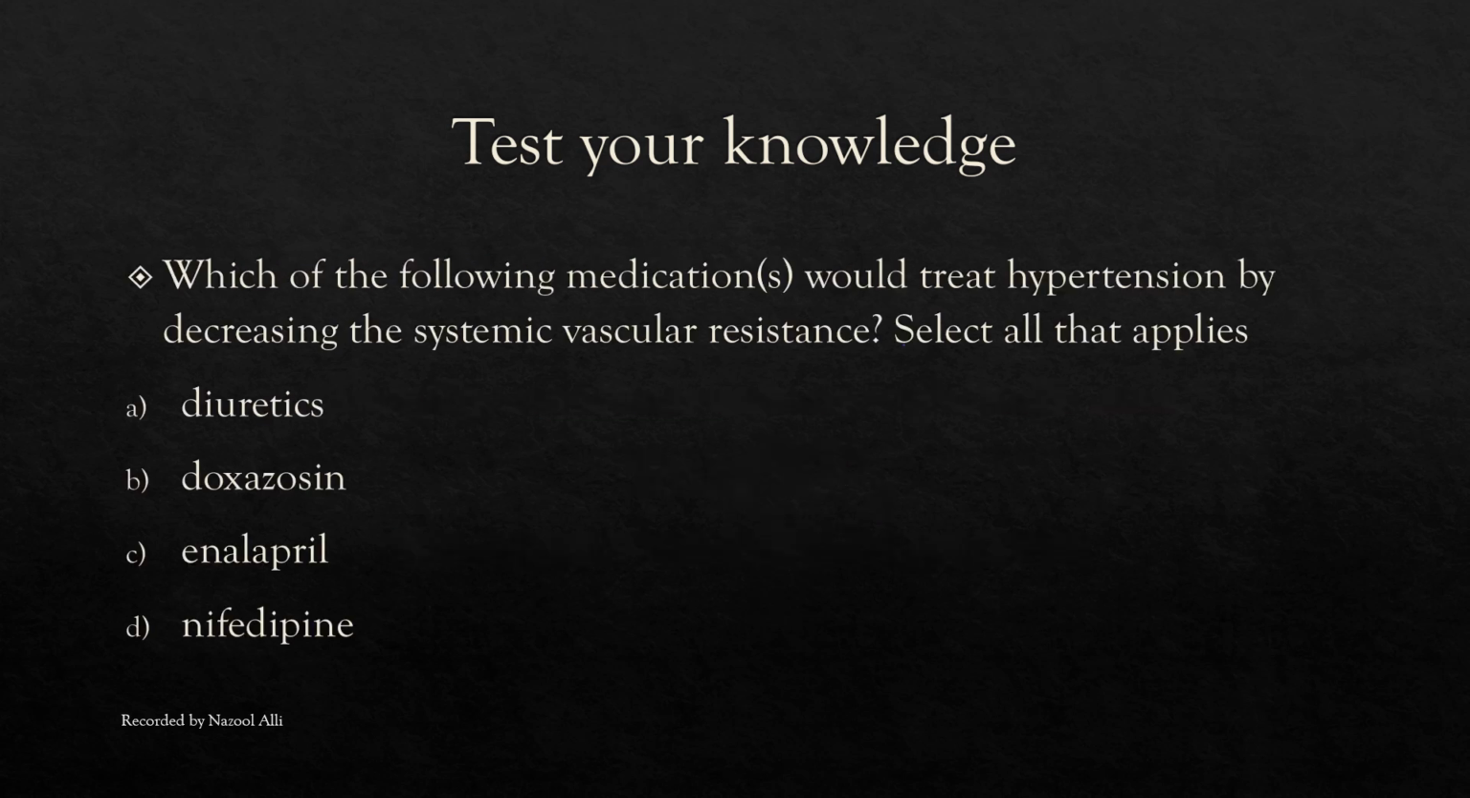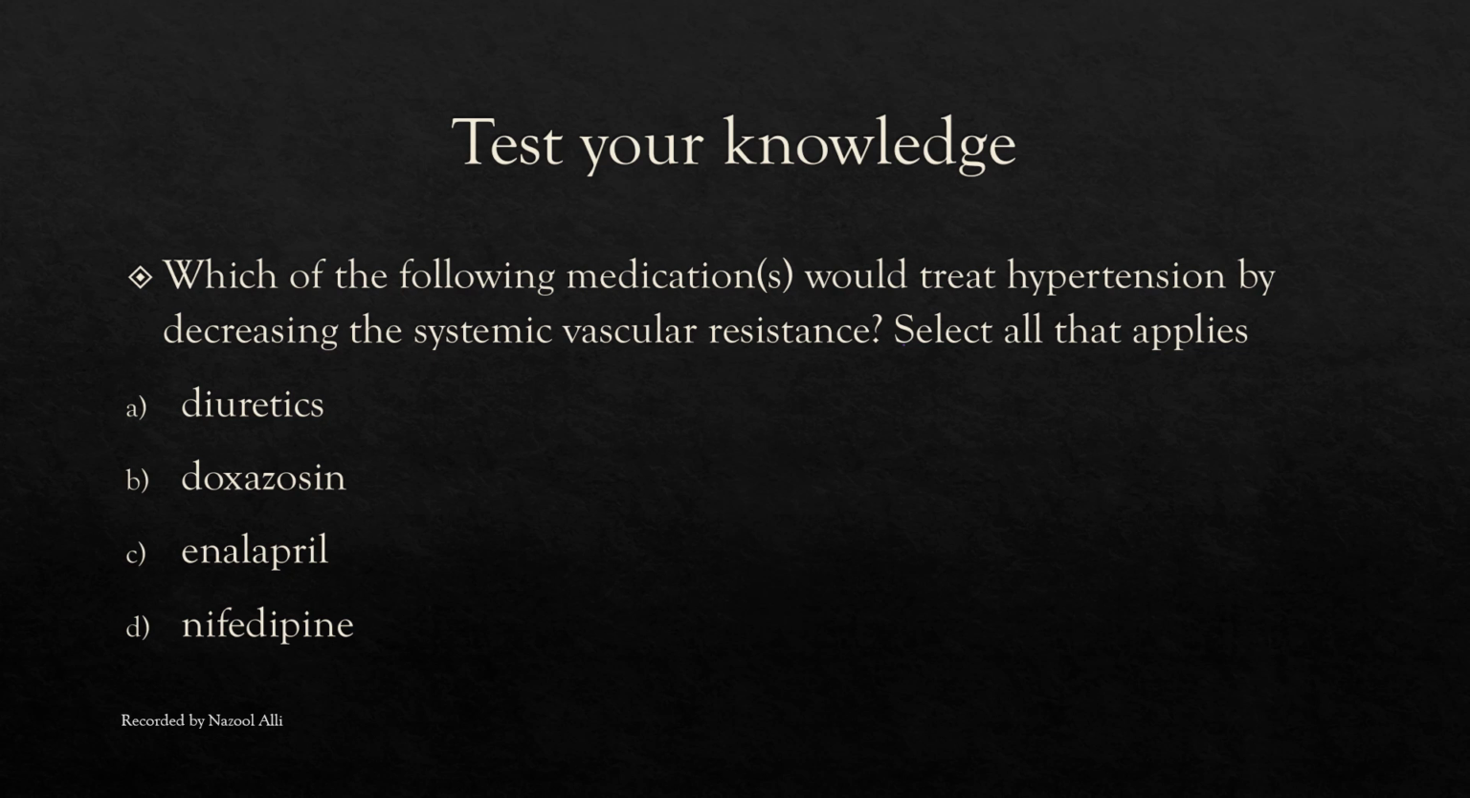The next question we can try: which of the following medications would treat hypertension by decreasing the systemic vascular resistance? Select all that apply. With this type of question, you would first need to identify which classification your medication belongs to, and then what the mechanism of action of the medication is, in order to come up with the answer. So let's look at the first one, diuretics.